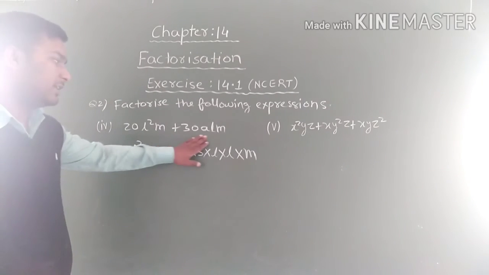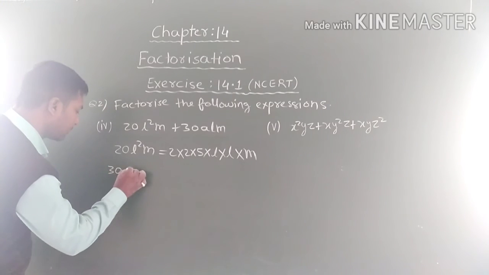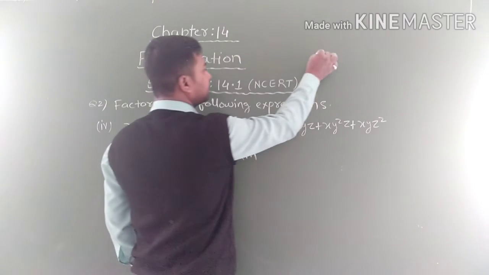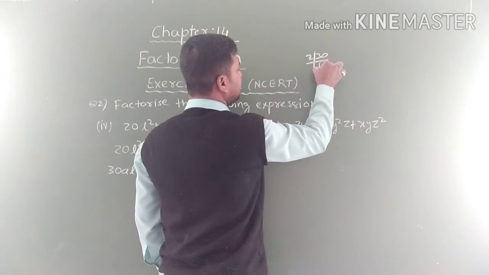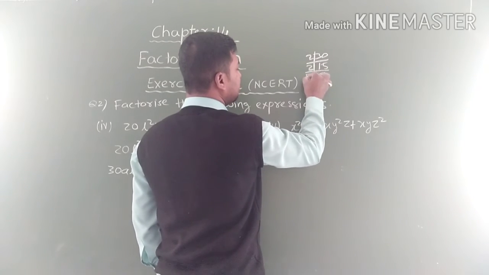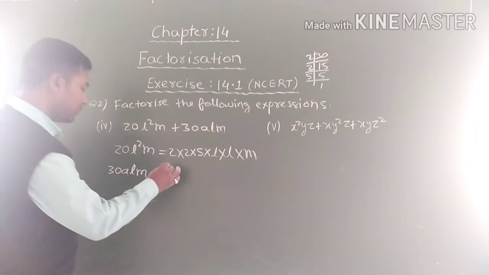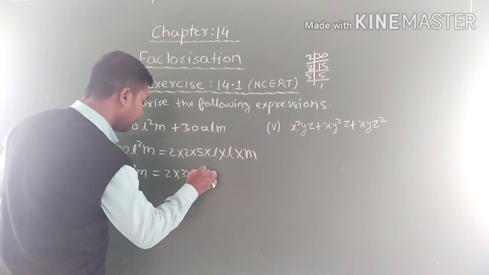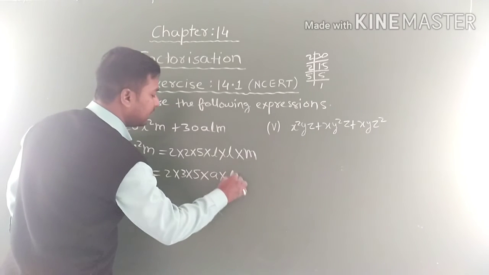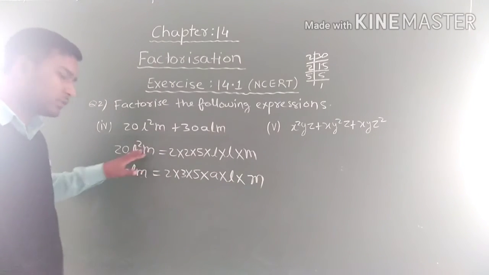Similarly, for 30al, the factors of 30 will be, find it here. So this is 15. Now 3 fives are 15. Now it is 5. Now 2 into 3 into 5. So we can write 2 into 3 into 5 into a into l into m. So these are the factors of these two terms.